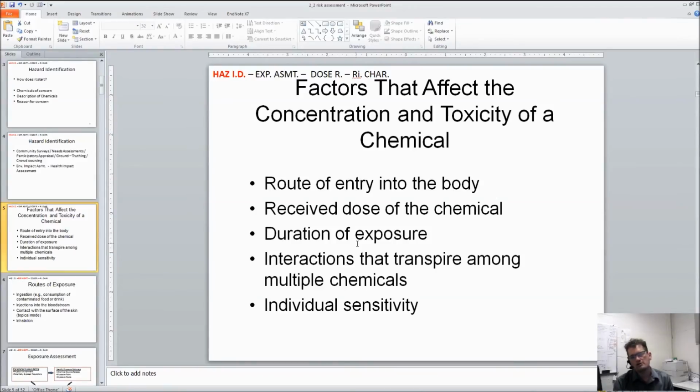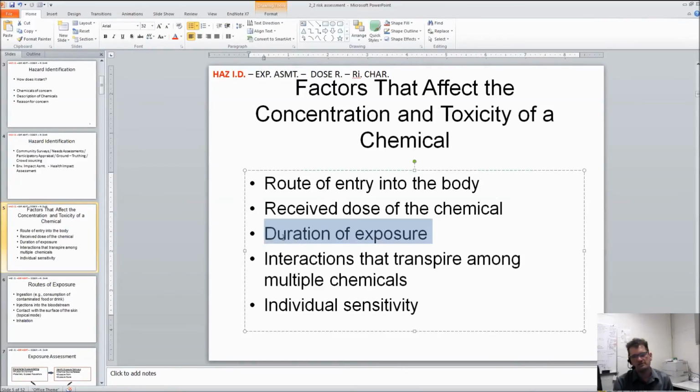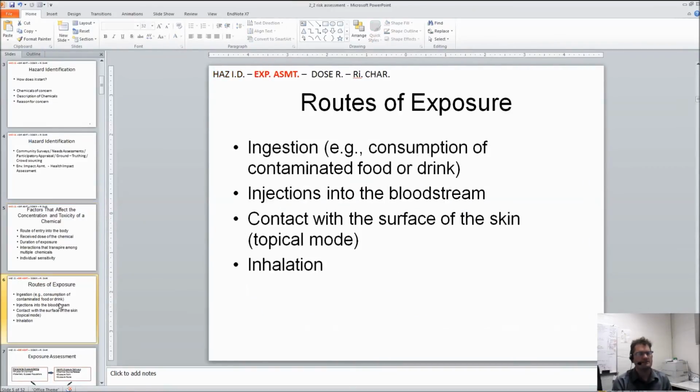So how long are you exposed? The duration of exposure. So who received the dose of the chemical, and how did it get into your body? What is the route of entry? And then there are also things to consider. Individuals have different sensitivities, and there are also interactions of different chemicals that will do different things. So the routes of exposure: ingestion, injection, contact, inhalation. Those are 4 routes of exposure.